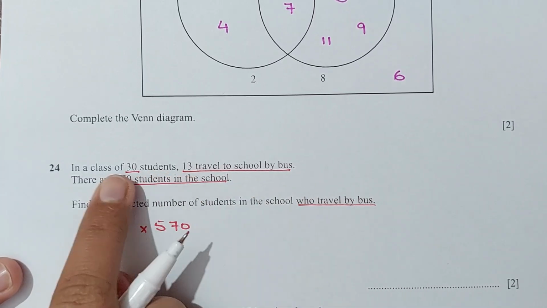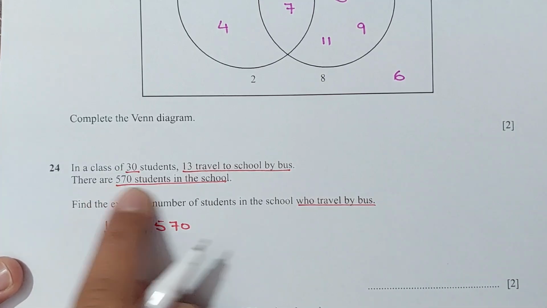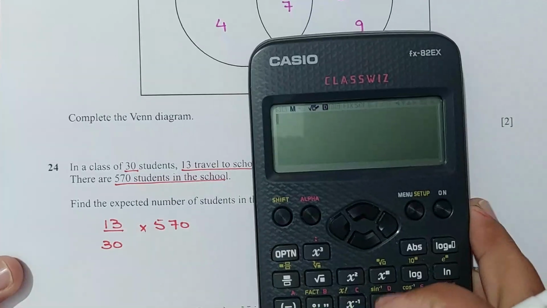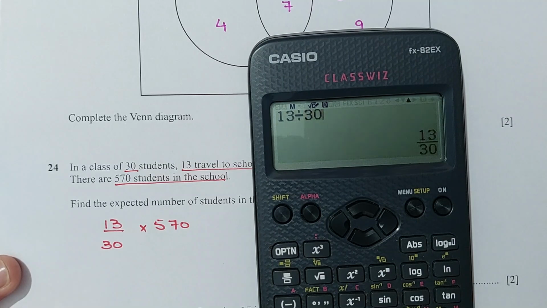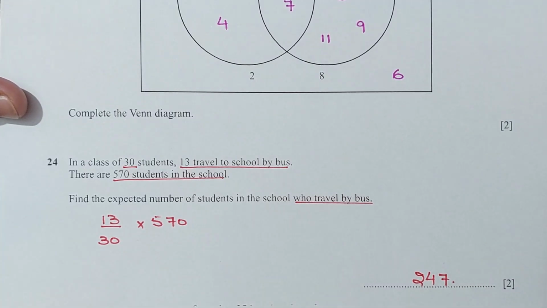So we have the probability of the students who traveled by bus. 13 traveled by bus out of 30, right? That is a probability. And multiply by the total number of students in a school. 13 over 30 times 750, which is 247. 247 students are the expected number in a school who travel by bus.